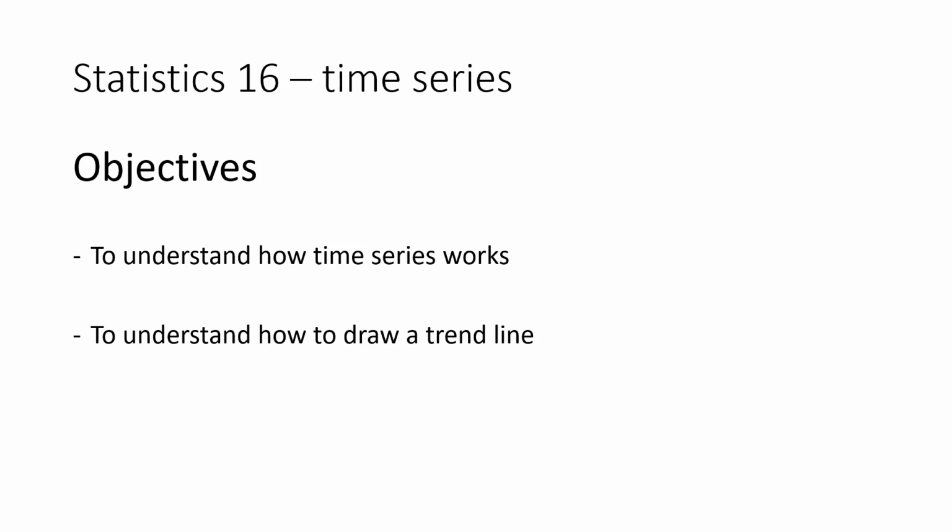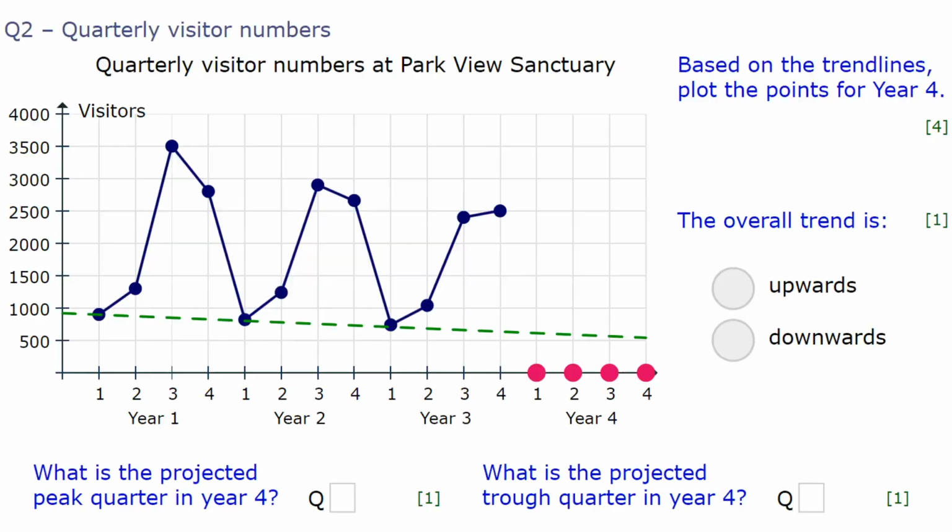What the hell is time series? It's a graph that looks like this. So time series is used to predict what a certain result will look like at any given time. For example, this graph shows quarterly visitors at this Parkview Sanctuary, okay? Based on the timelines, plot the points for year 4.